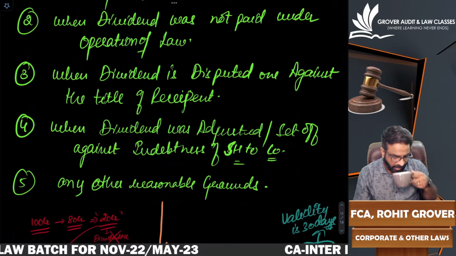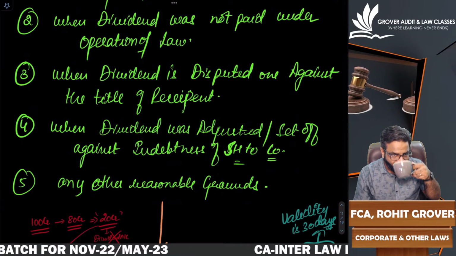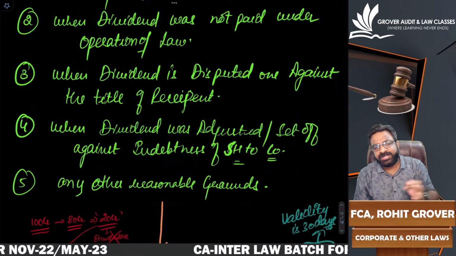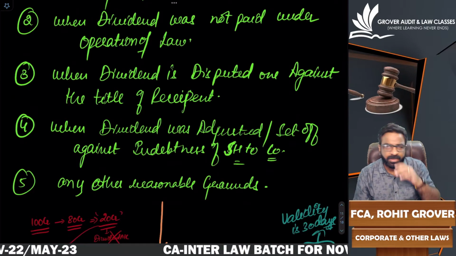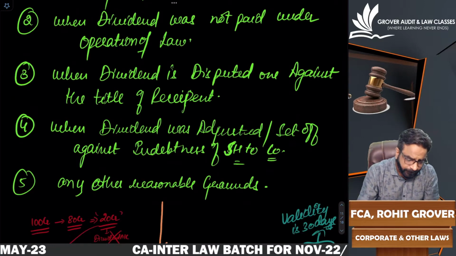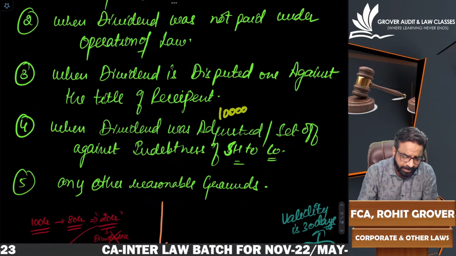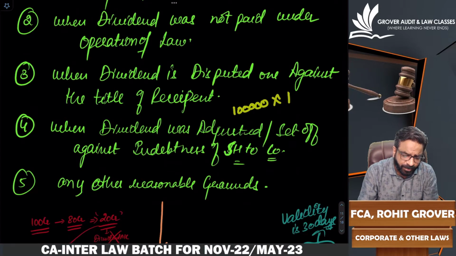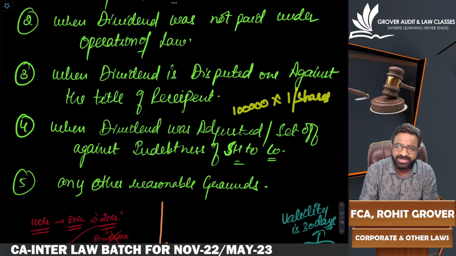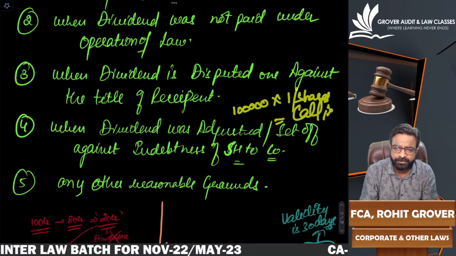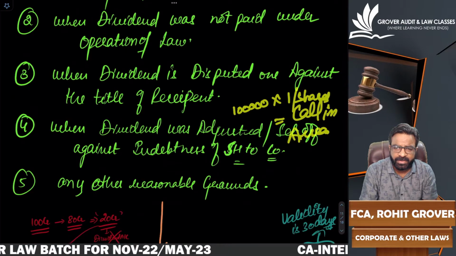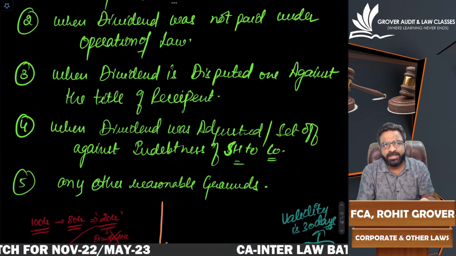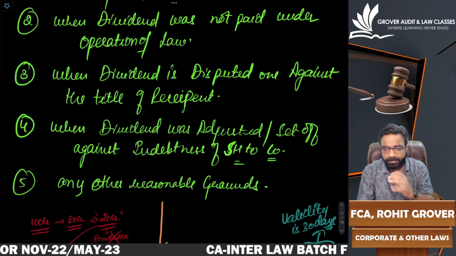What is the next one? When dividend was adjusted, set off against the indebtedness of shareholder to the company. So say for example, Umel, you are holding 1 lakh shares of the company, and on that 1 rupee per share is pending. So tell me how much is calls in arrears from your side? 1 lakh. So company is sending you reminders, please pay, please pay, but you are not paying.